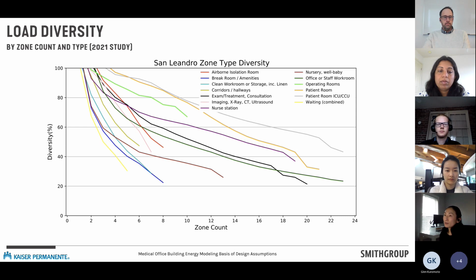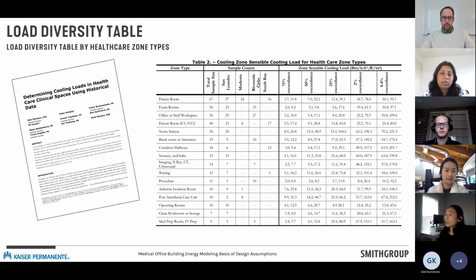And similarly with the zone count, as you see, with a lower number of zones, you're closer to the value, but as you drop off to higher zones, you can see diversity values as low as around 40%. And as designers, we'll use around 80% diversity. So that's a pretty big gap. This resulted in an ASHRAE paper and our favorite Table 2, which you'll see a little bit later in this presentation as well. This has diversity by zone type for the acute care facilities, which will be helpful for designers to use.